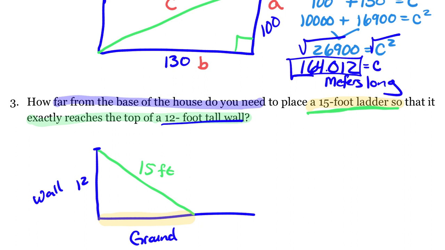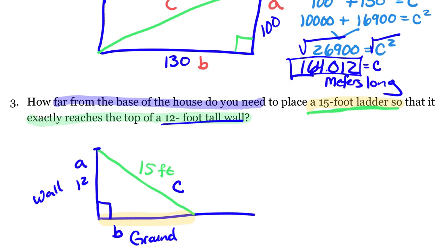Well, right here we can go ahead and put in our little 90-degree angle because we know the ground and the wall are going to create a 90-degree angle. We know 15 is going to be C. We can just go ahead and label the number we have A, and we can leave B for the unknown. It might be bigger or smaller, but it really doesn't matter right now. A and B can be interchanged. C is always the hypotenuse.